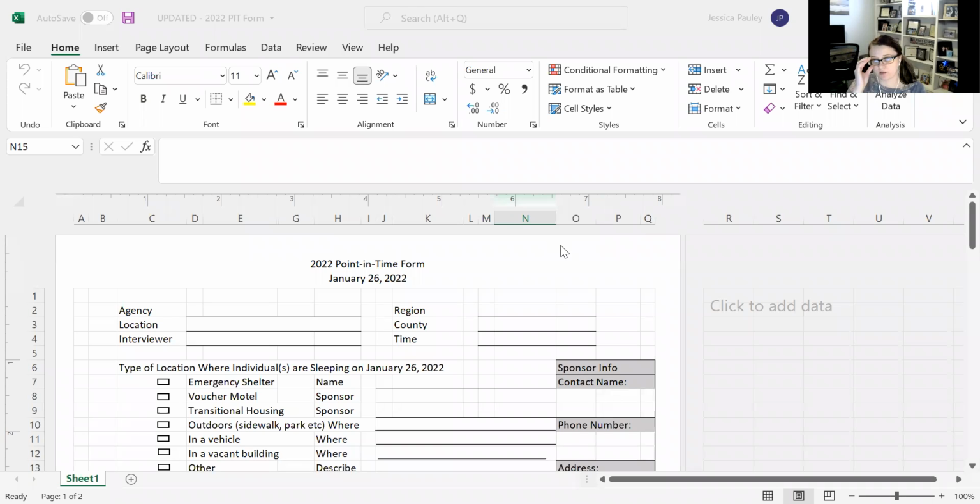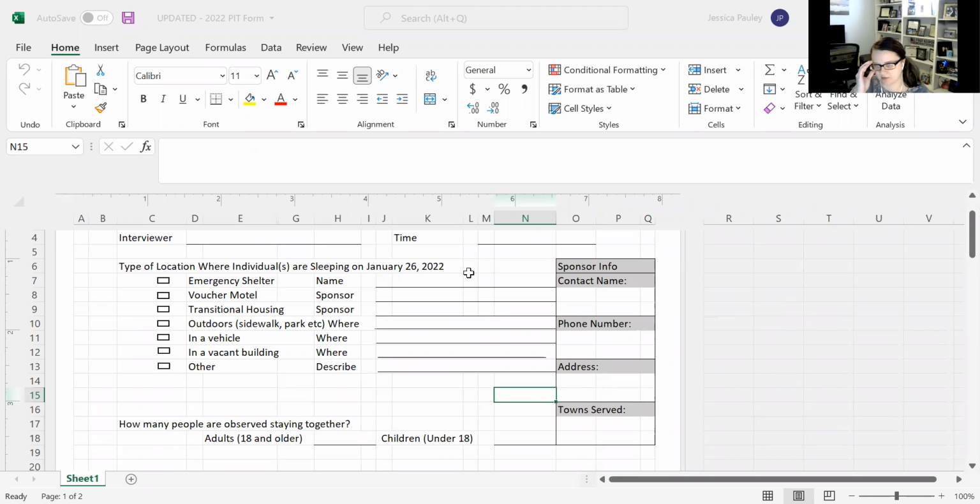So this will be the form that you use when you are counting on the 26th. As we talked about in the training, here's the line for the agency, the location, the interviewer's name, the region, the county, and the time. The location, please be as specific as possible. Same thing with down here. So for instance, say somebody's staying in a vehicle, please put where that is. That's the Walmart parking lot or on the side of the road at this street. The more information you can give us here, the better. That helps us to make sure we're not duplicating that count.